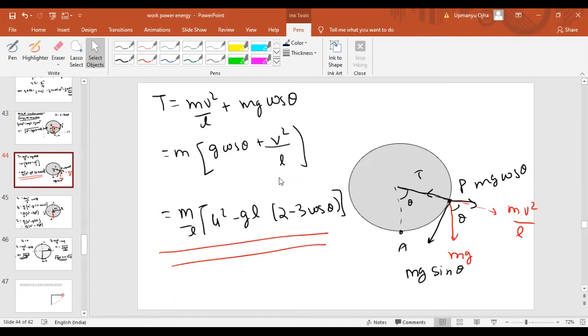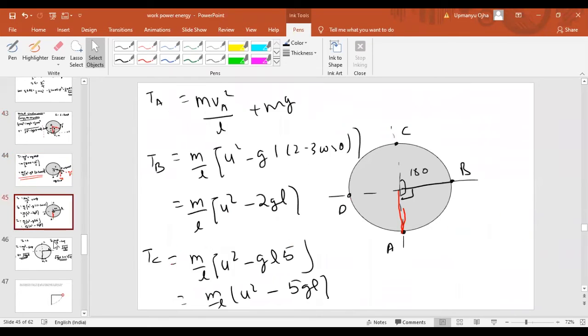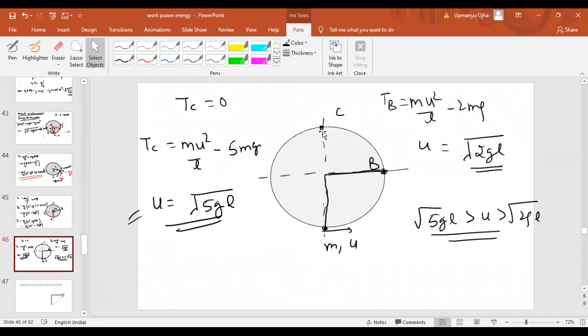And you have to simply remember this concept: whenever tension becomes zero, the body will not complete the circular motion. So to complete the circular motion, the tension should be present. That is what we have found here. If tension at C becomes zero, then your velocity is root 5gl, which means if the minimum velocity we give is root 5gl, it will complete the circular motion. If the velocity is root 2gl, then it can reach up to point B. If it lies between root 2gl and root 5gl, it would be between B and C.